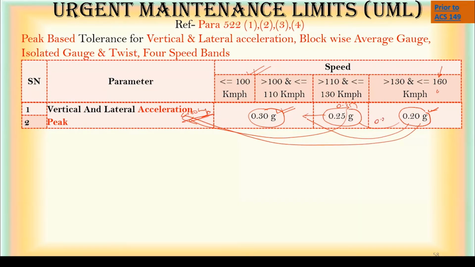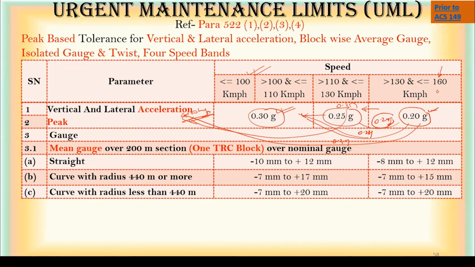Say this is 0.24 g. We observed a peak of 0.24 g. Then we will reduce our speed in this range. If our acceleration peak value is say 0.28 g, we will come to this range. If it is more than 0.3 g, say 0.35 g, then we have to come in this range, less than 100 kmph. So this is the instruction as per the POM manual. You have to reduce the speed in this logic.